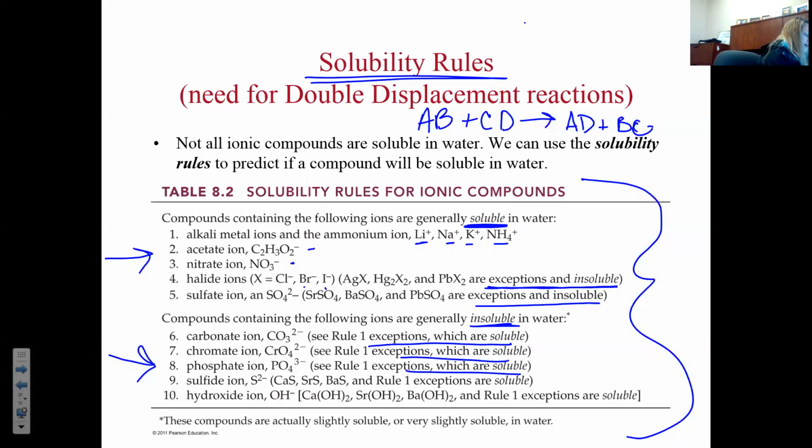Exceptions are going to be things that are mixed with silver or mercury or lead. They are going to be insoluble. Okay. Same with your sulfate ion. It's soluble by itself, but when put with these three compounds, it's insoluble. So make sure you know how to read your solubility rule chart.